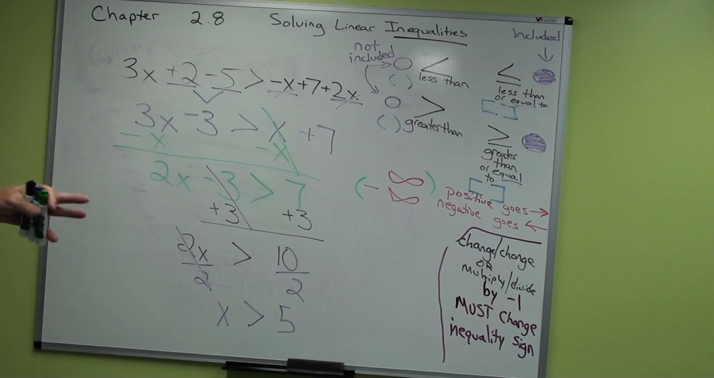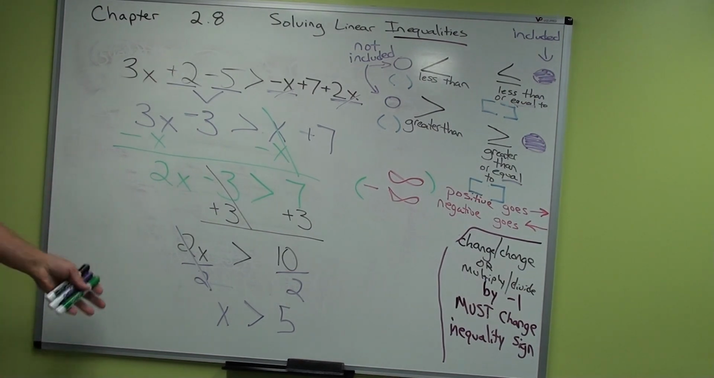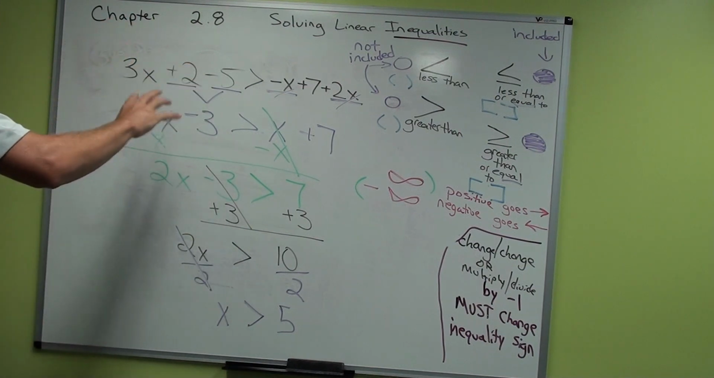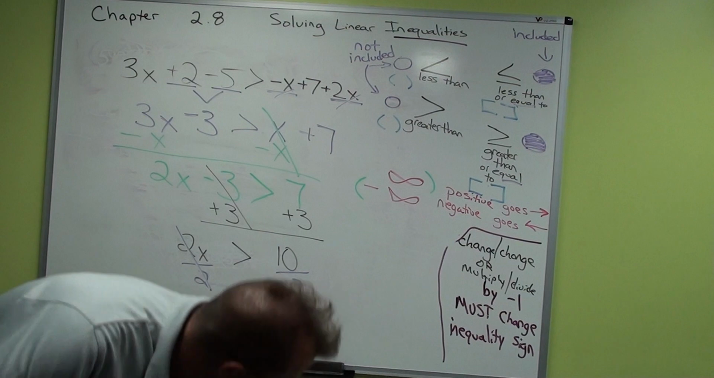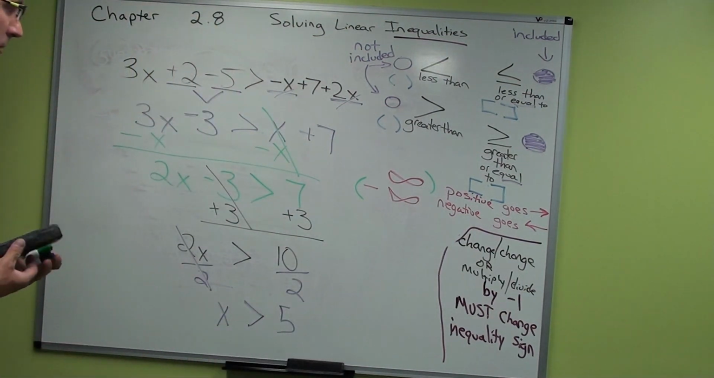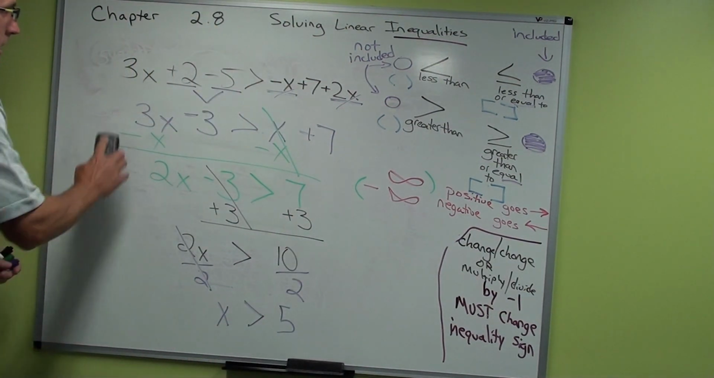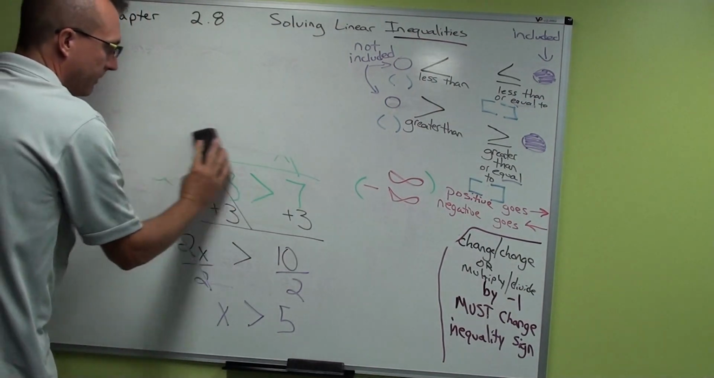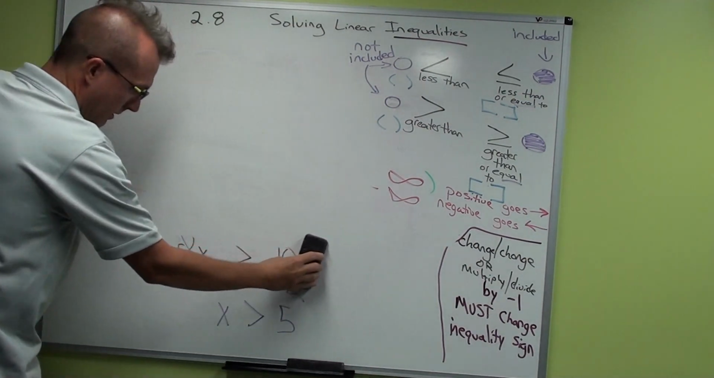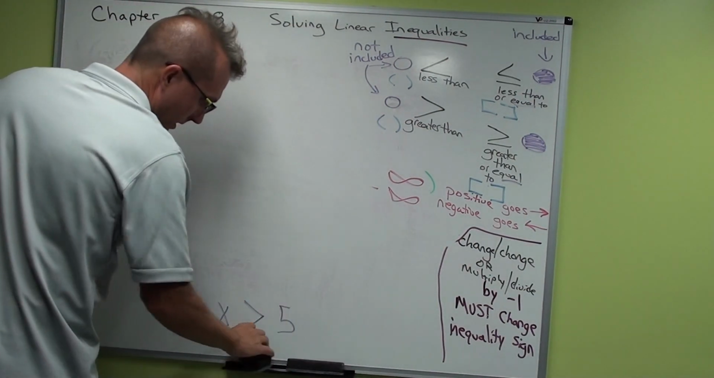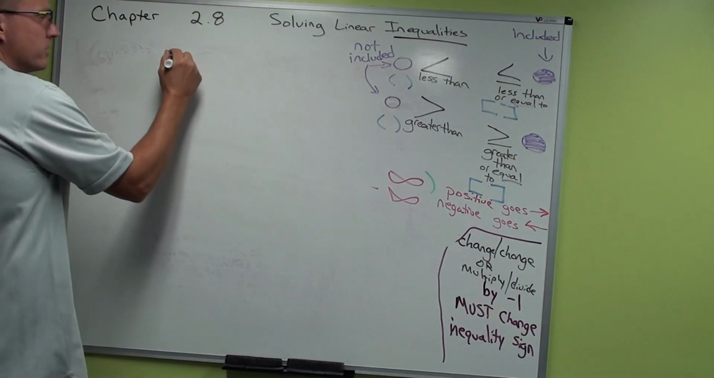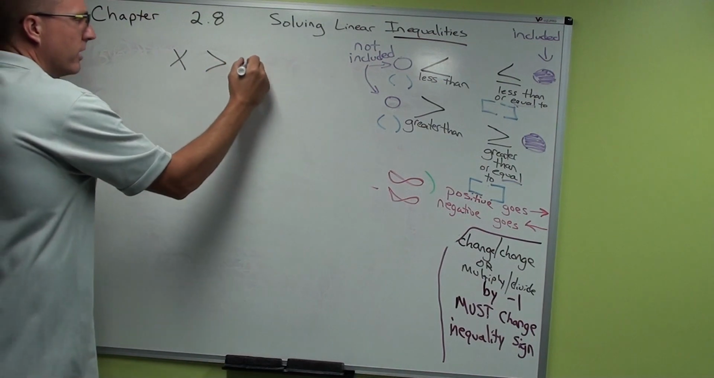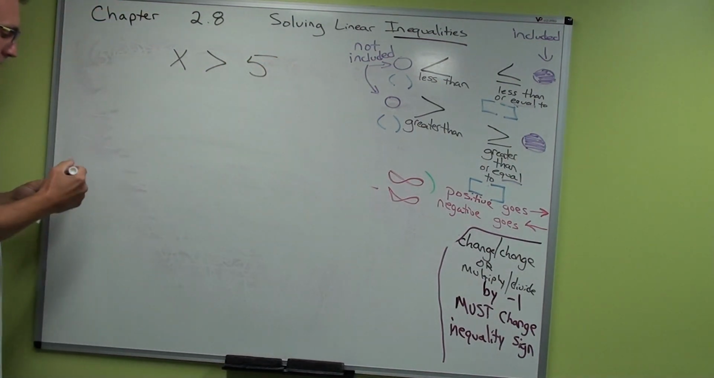Alright, you did great on that one, but guess what? We didn't finish because we didn't graph it. We have to graph it. So I'm going to have to erase some of the top parts. If you need to, pause it, and then we can continue. I'm going to erase this up here. And it's going to be x is greater than 5. So up here our answer is x is greater than 5.